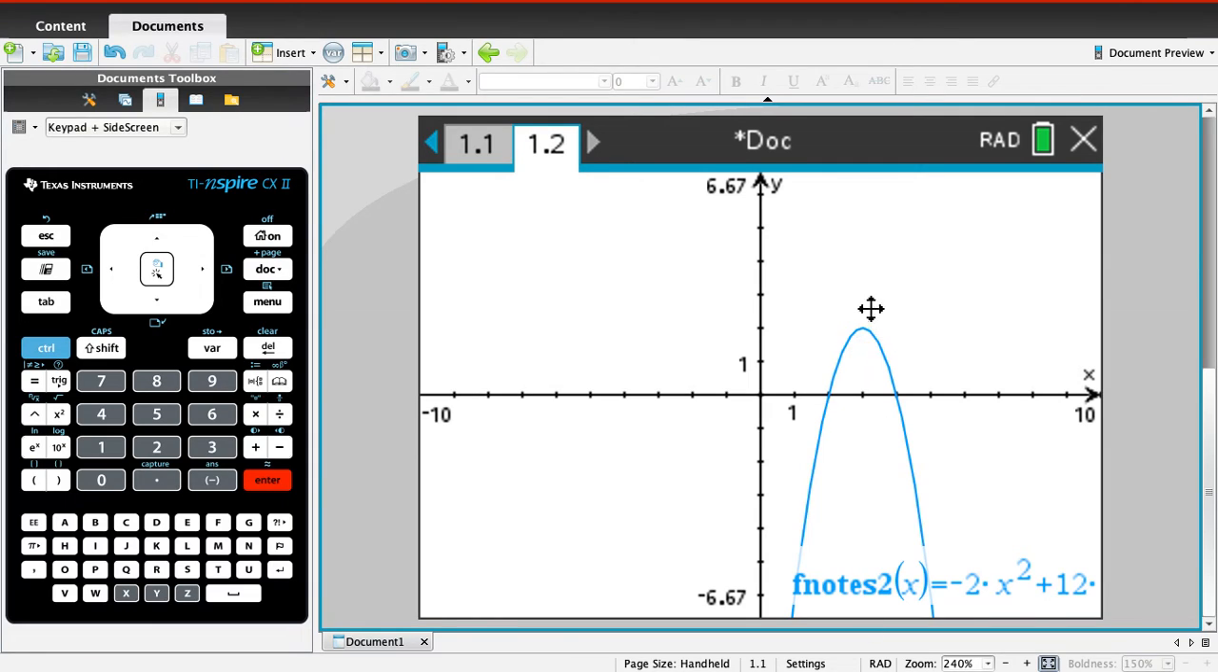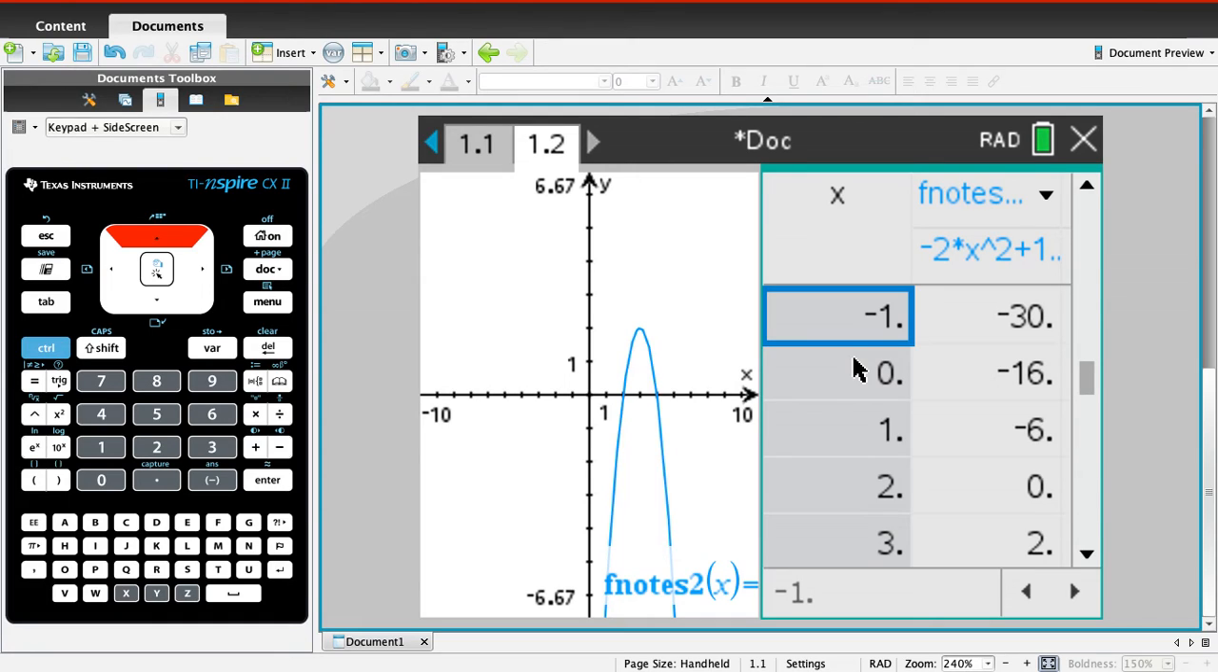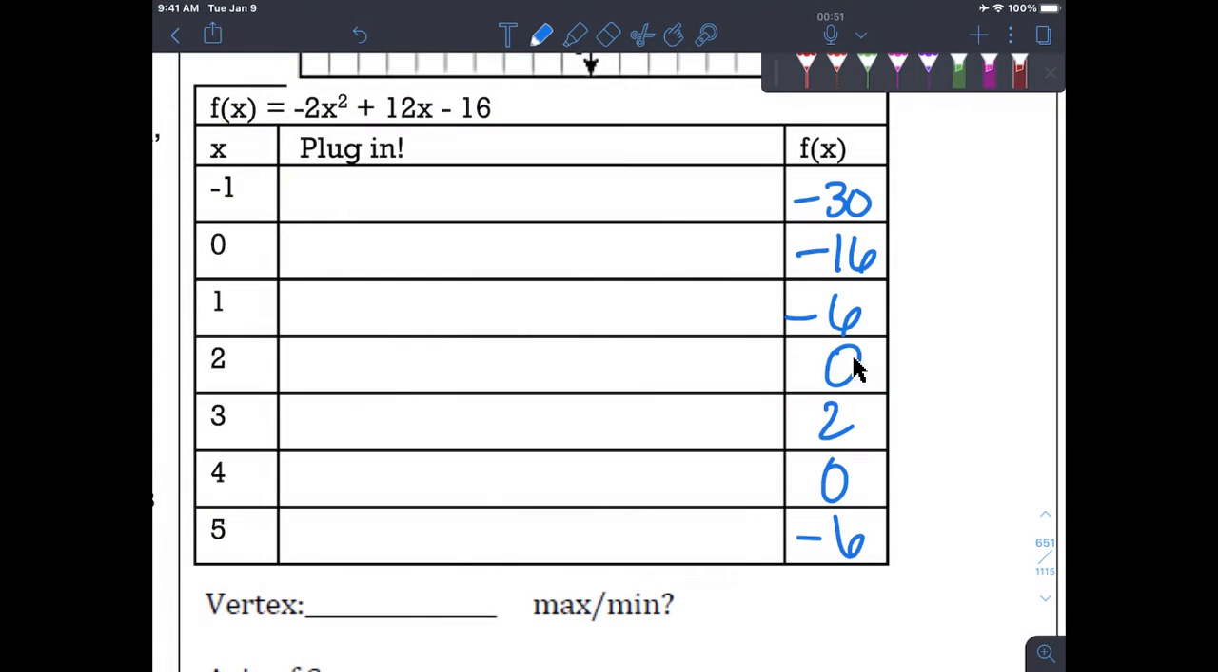Has a maximum. Okay. Here's a zero. Here's a zero. Let's take a look at that table. All right. So I'm looking for -1 all the way up to 5. So -30, -16, -6, 0, 2, 0, -6. Now, take a look at this. Up, up, up, up, up, down, right? So it's going to open downwards and have a maximum.